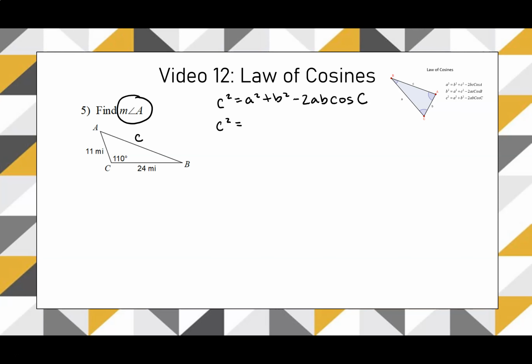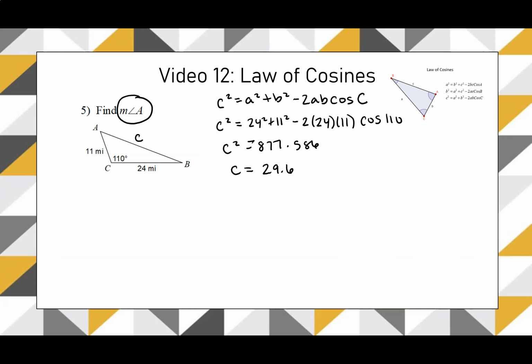So my C squared is going to be just C squared, right, because I don't have it. And then I'm just plugging in. This is going to give me 24 squared plus 11 squared minus 2 times 24 times 11, and then cosine 110. I do all that in my calculator, and I roughly get around 877.586. Square root that, and I get 29.6. And if you're like, whoa, I got something slightly different, that's because I actually kept the entire number in my calculator when square rooting it.